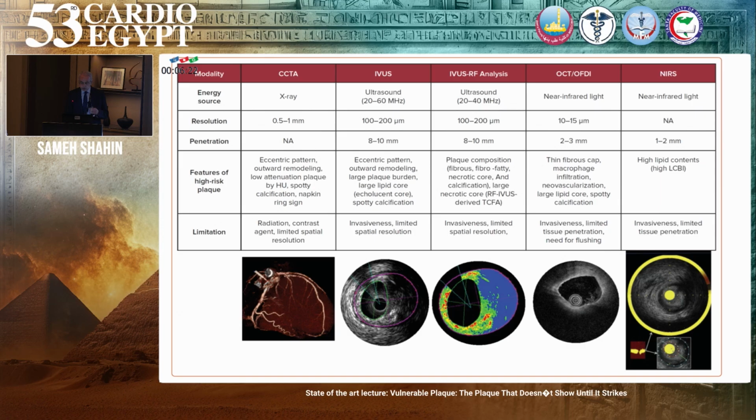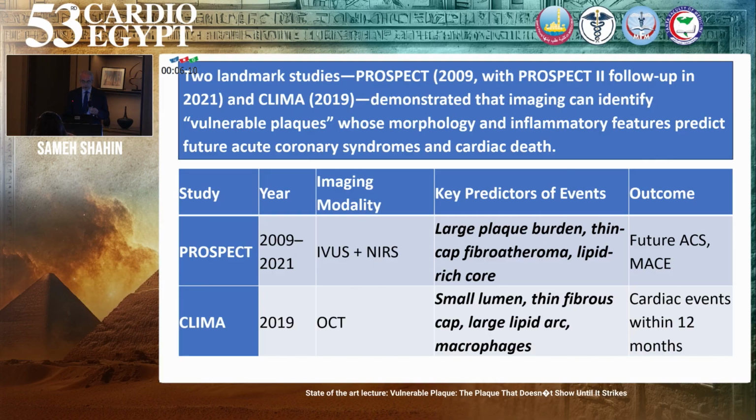And this is very important. We are talking about a plaque that looks benign with no symptoms now, but it might explode within a few months or a couple of years. So what evidence do we have that such criteria are enough to diagnose a vulnerable plaque?